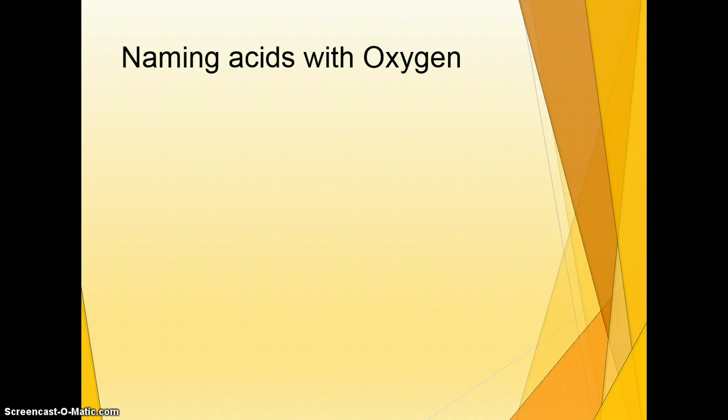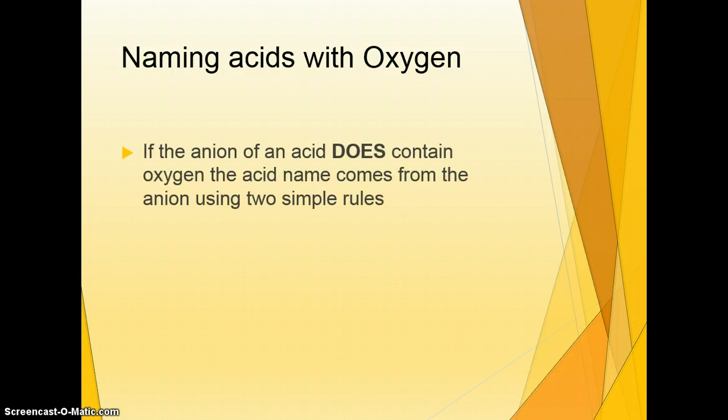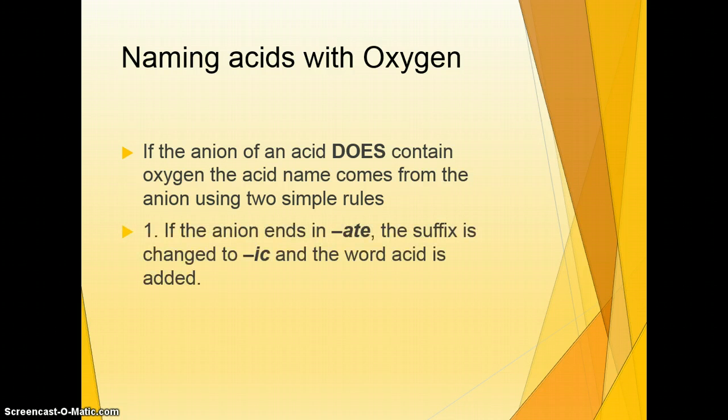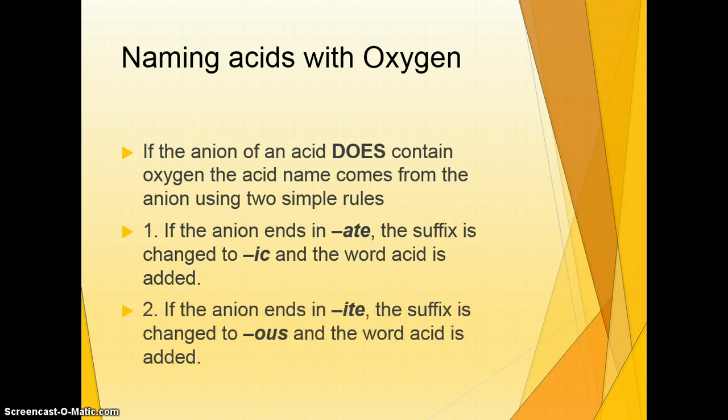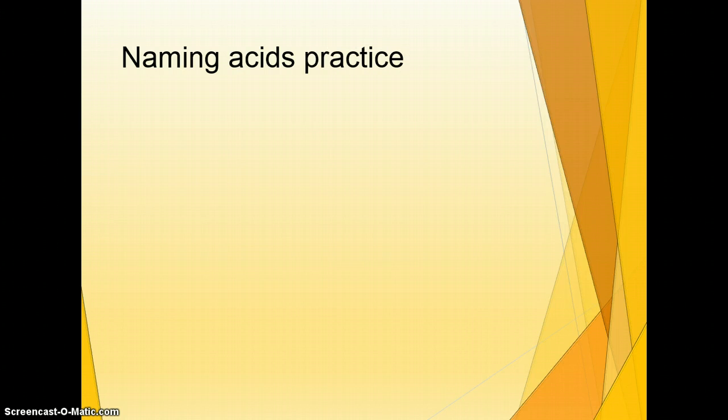Our other option is naming acids with oxygen. If the anion, our negative part of an acid, does contain oxygen, which means it's coming from one of our polyatomic ions, the acid name comes from the anion, and there's two simple rules. If the anion, if our polyatomic ion ends in ATE, such as sulfate or nitrate, the suffix is changed to IC, and the word acid is added. If the anion ends in ITE, such as nitrite or sulfite, the suffix is changed to OUS, and the word acid is added.